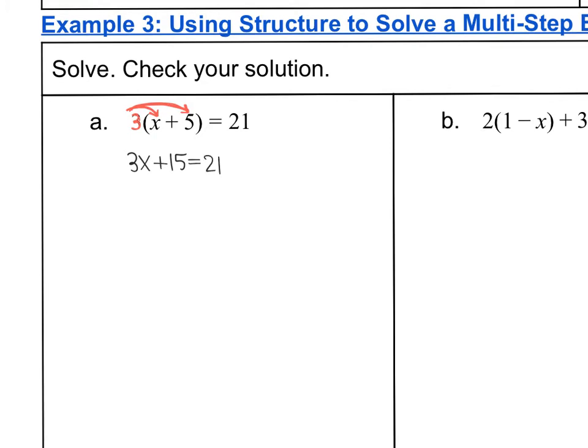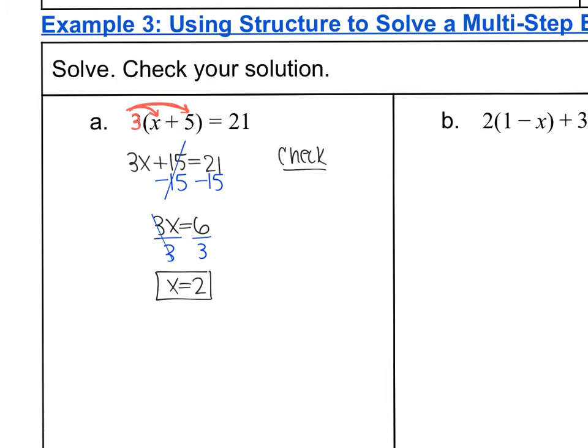Now this looks like a problem in example 1. We've got to get the x by itself, and we'll do that by undoing the 15 first by subtracting 15 on both sides. So I'll get 3x equals 6, and then dividing by 3 on both sides to get x equals 2.